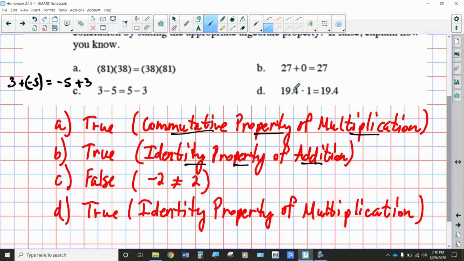And then whenever you multiply something times 1, it's going to be equal to itself. That's the identity property of multiplication, so that is true.